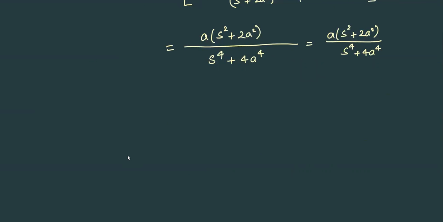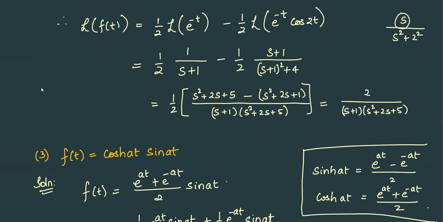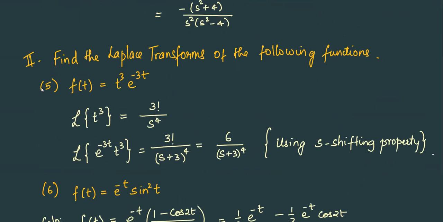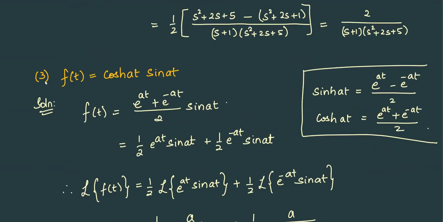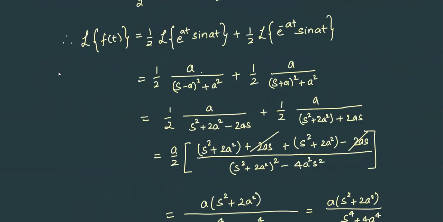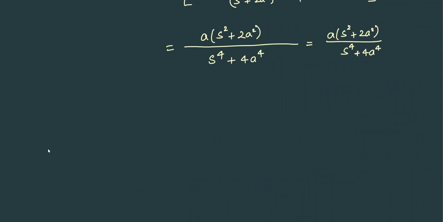Now, another one. Very important result. This is 5, 6, this is 7. And then the 8th one, this is a very important one.